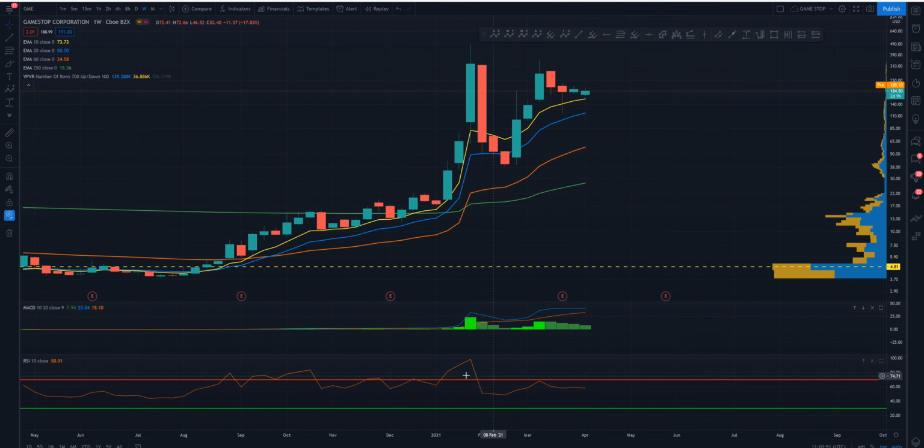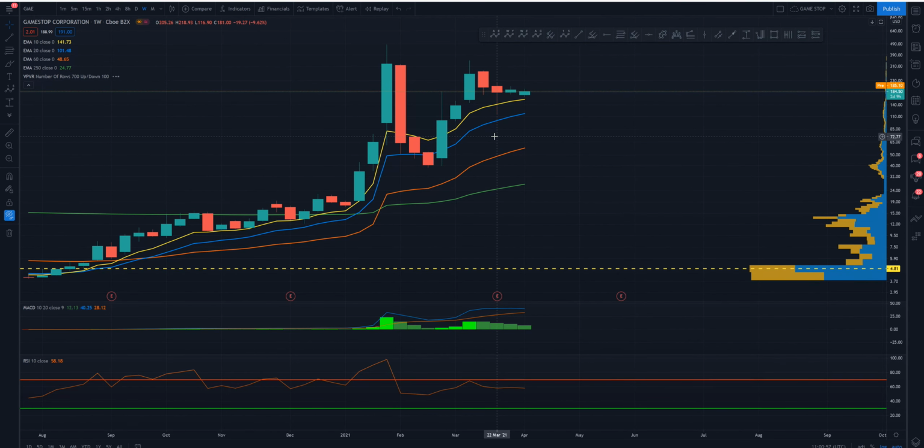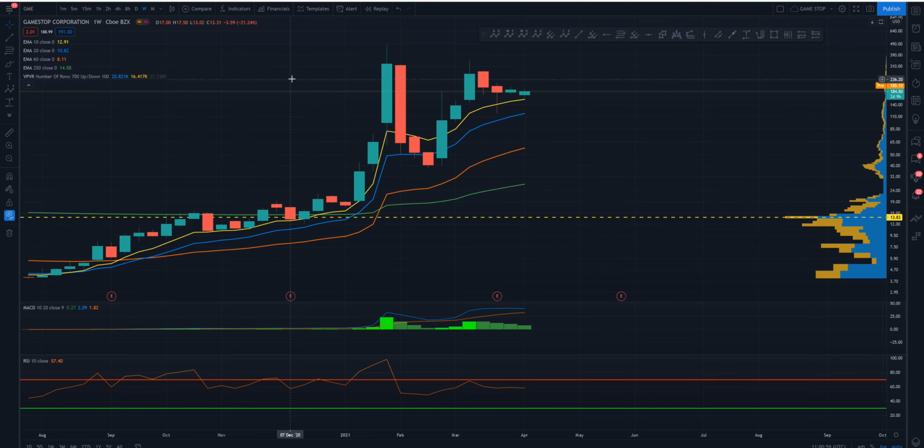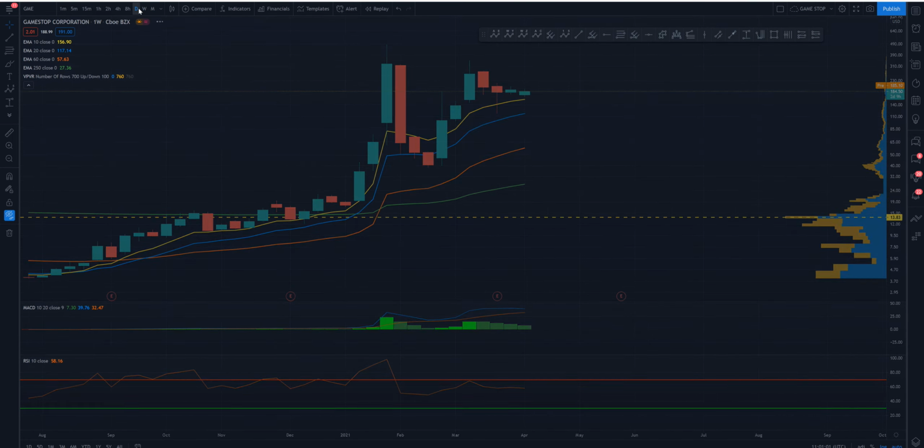It is quite common though, after such a huge swing to overbought conditions, to see a swing back down to oversold conditions. No sign of that happening yet. Right, let's come down to the daily time frame.